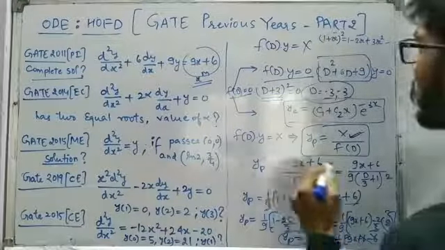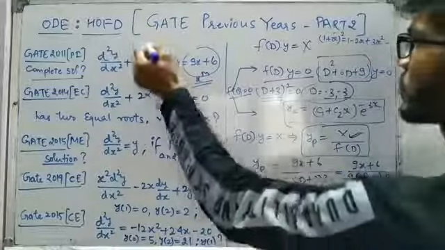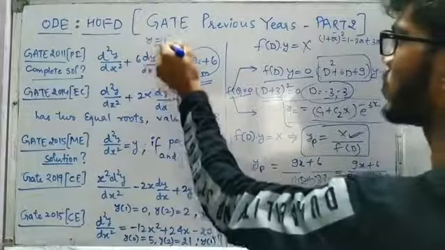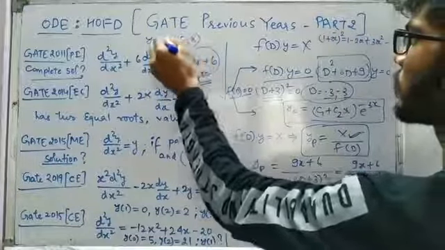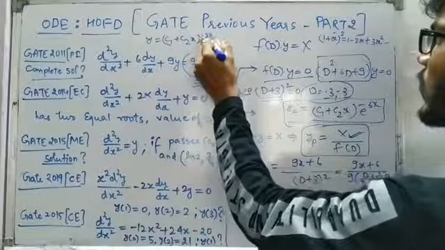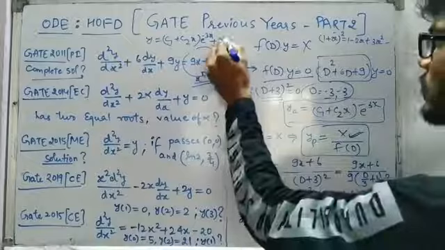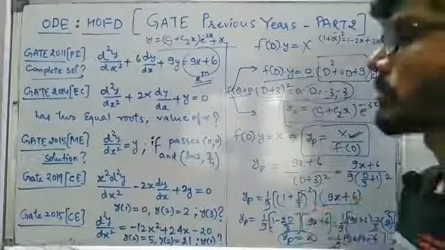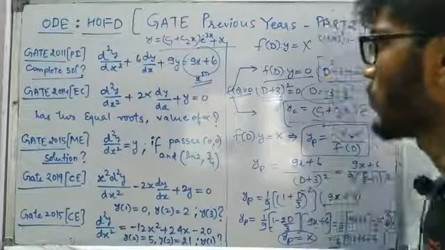So we have y is equal to yc plus yp. So y is equal to yc, which is nothing but (c1 plus c2x) e power minus 3x, and yp is nothing but x. So this is going to be one of the options. So our answer will be (c1 plus c2x) e power minus 3x plus x.